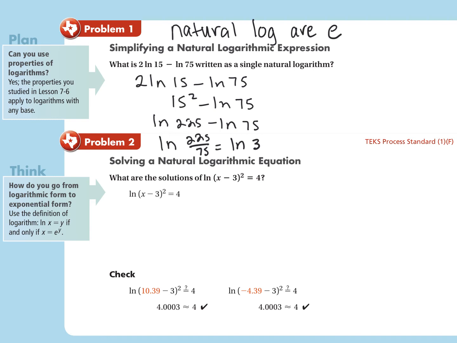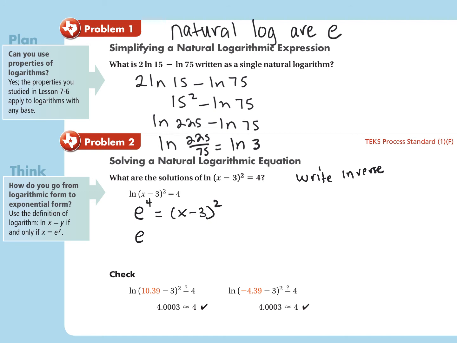For the next one, it says, what are the solutions of the natural log of (x minus 3) squared equal 4? I did tell you the last time to write yourself a note to write the inverse. You want to write the inverse. So remember that natural log is base e. So it's going to be e raised to the 4th power is equal to x minus 3 squared.